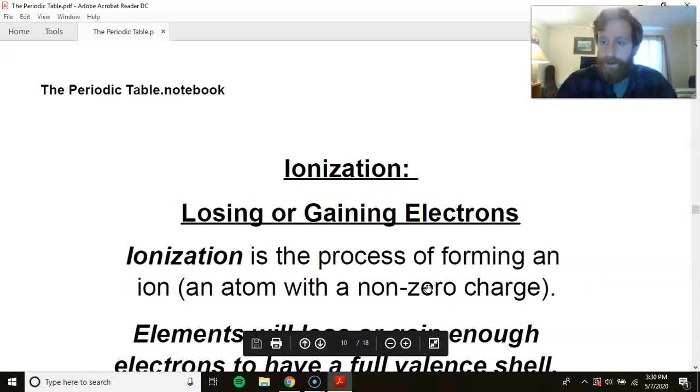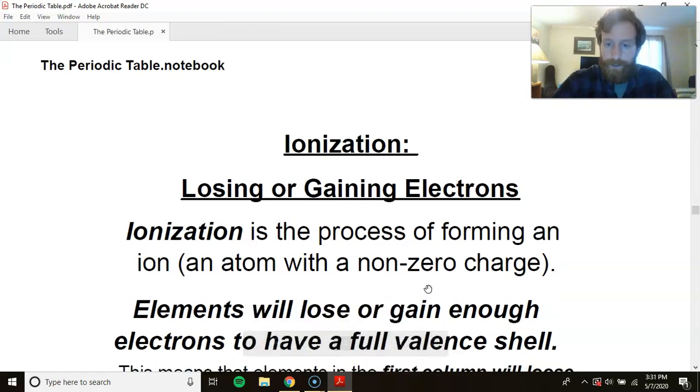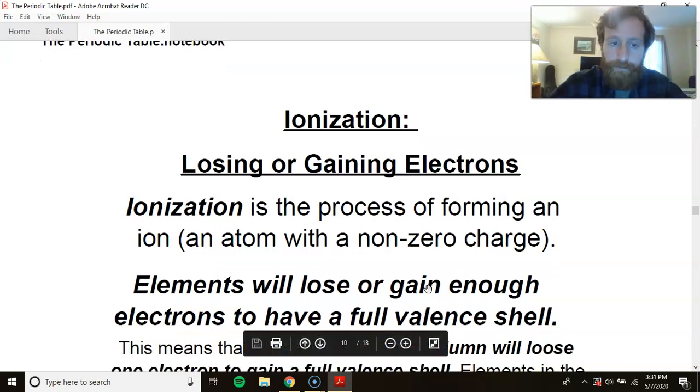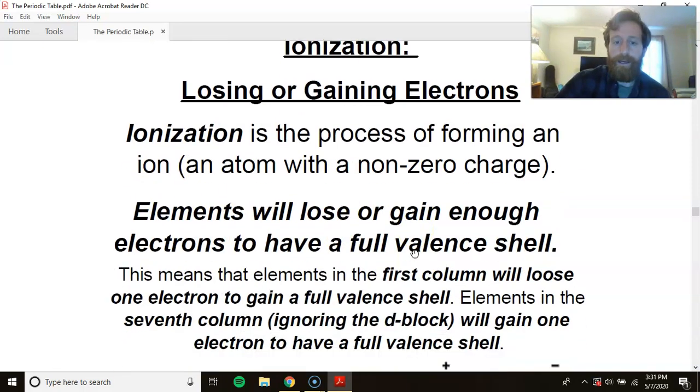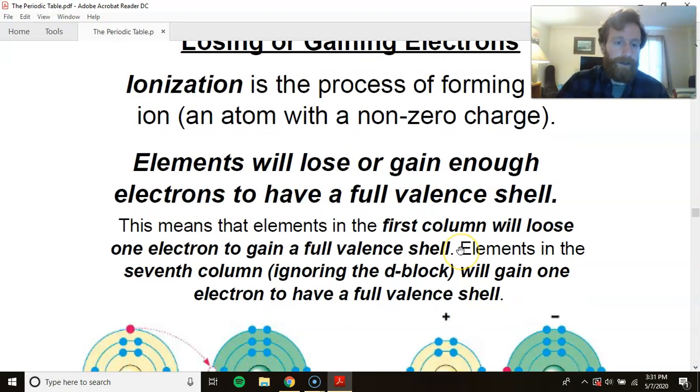So we said every element's goal is losing or gaining electrons to fill its valence shell. That process is called ionization. Ionization is the process of forming an ion, which is an atom with a non-zero charge. And elements will lose or gain enough electrons to have a full valence shell. This means that elements in the first column, remember they have 1 valence electron, the easiest way to fill their valence shell would be to lose that one electron.